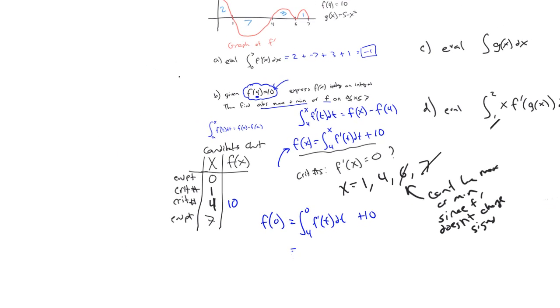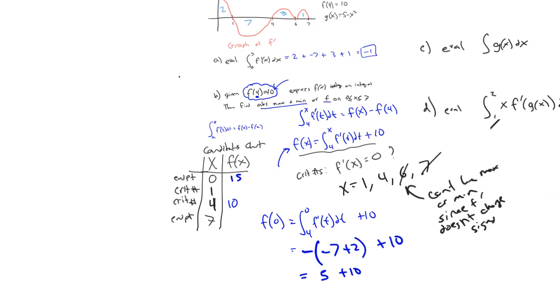I know the integral from 4 to 0 means I'm going backwards, so it's going to be the opposite of, and then I just have these two areas here, the 7 and then the 2. So the 7 is negative because it's below, and then the plus 2, and I have plus 10. So that one would be negative 5, but opposite, so 5 plus 10 is 15. So I have f of 0 is 15.